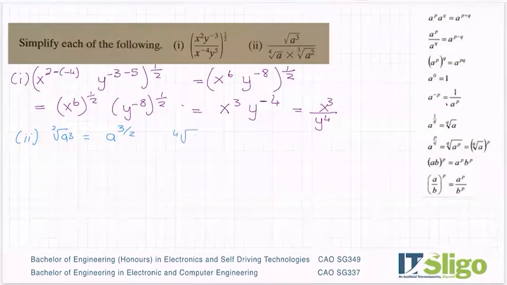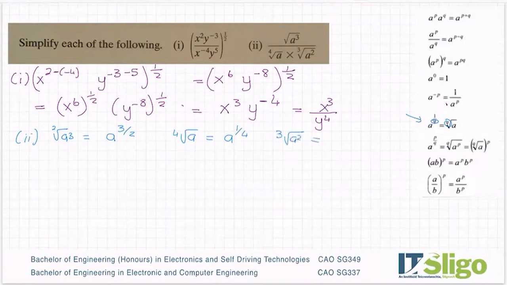Then if we have 4 root a, that would be the same as this one here. So we could write it as a to the power of 1 over 4. Okay, you can see the q goes on the bottom. And the last one, we have 3 root a squared. So that's the same as the first one we used. So it's a to the power of p goes on top. That's the inside one over the outside one.